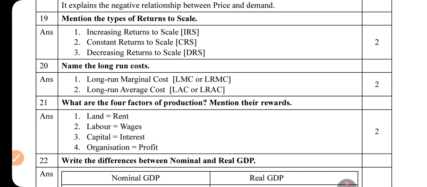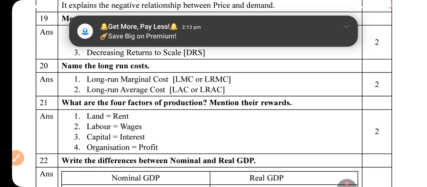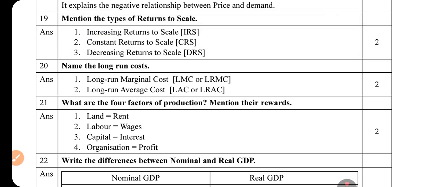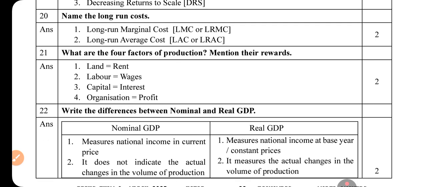Name the long run costs. Long run marginal cost, long run average cost, LAC, LRMC, the broad U shaped. What are the four factors of production mentioned, and their rewards? Land, labor, capital, organization; rent, wages, interest, and profit. The four factors are very important for the production of goods and services in the entire world economy.